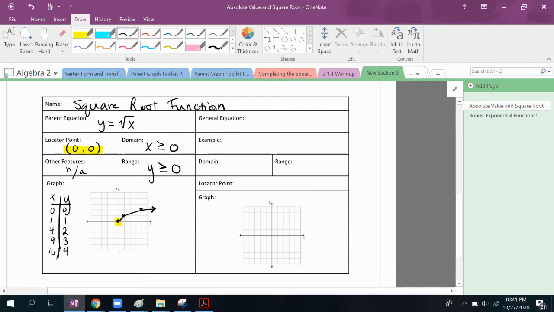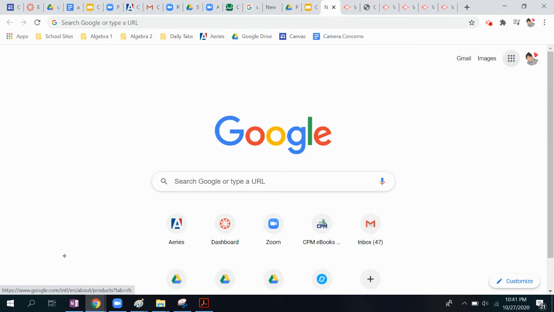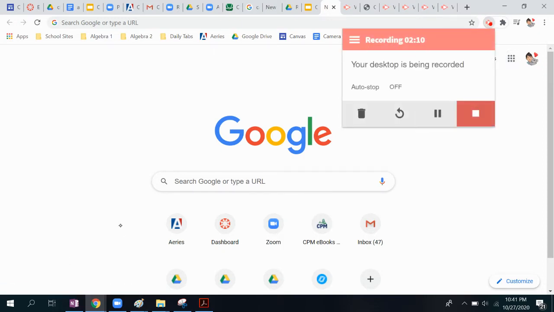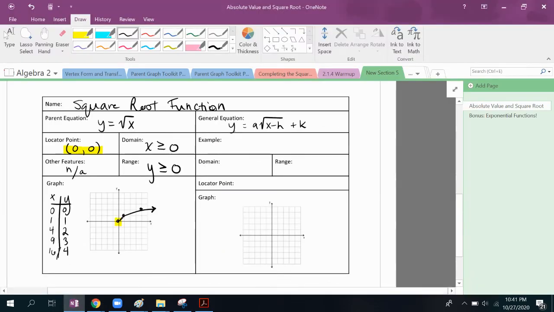Let's take a look at our general equation. We have y equals a times the square root of x minus h, plus k. Hopefully this equation is looking more familiar now. So as an example, we could look at y is equal to 3 times the square root of x plus 4, minus 3.